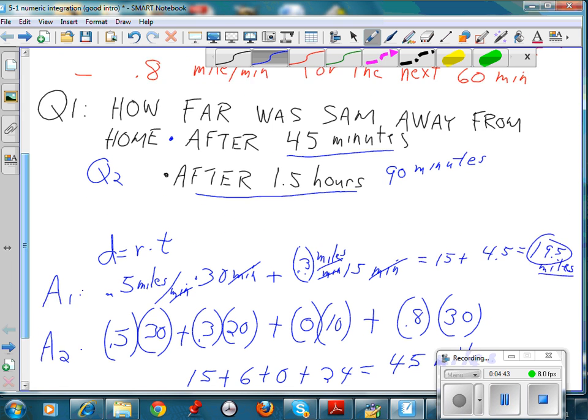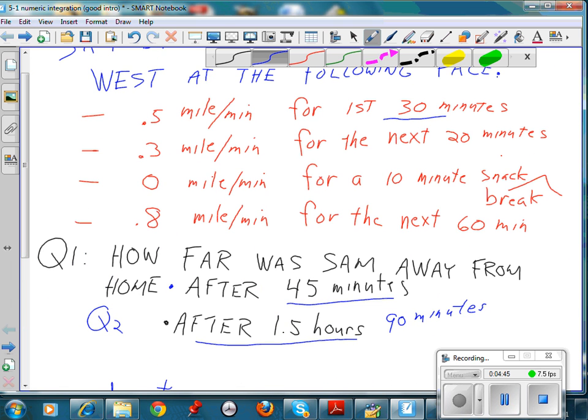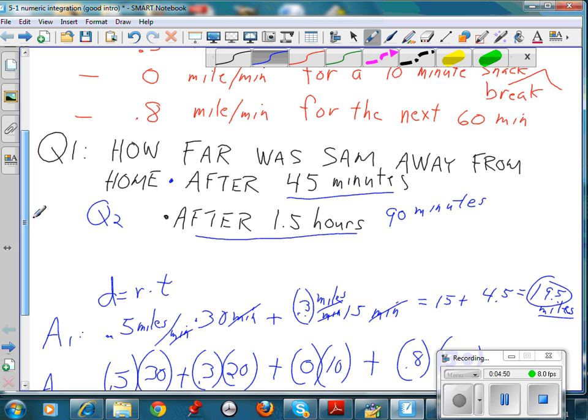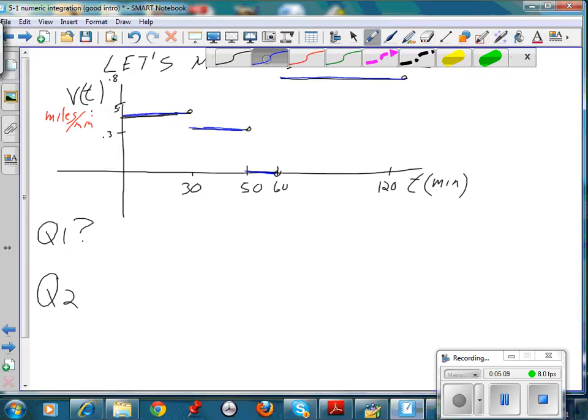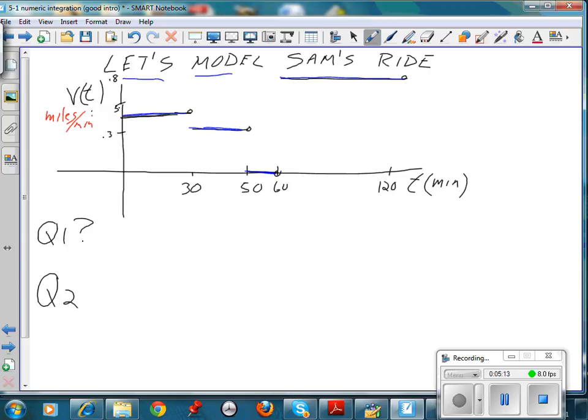So anyway, we're adding things up. We're adding little units of miles per minute times time. I think in the previous slide, you could have figured out that word problem without any concepts of calculus. But I'm going to make this look more like a typical calculus problem. I'm going to model Sam's ride here.